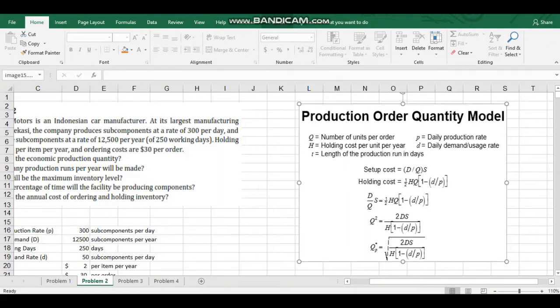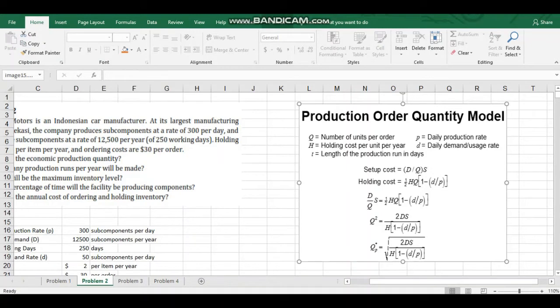Here the Q is still representing the number of units per order, and the H still represents the holding cost per unit per year, while here we have a T. T is the length of the production run in days, while p is the daily production rate, and d is the daily demand or usage rate. And here we have a formula for setup cost and holding cost.